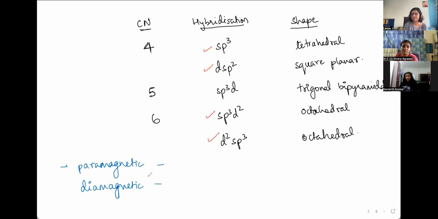Paramagnetic was the one which shows the magnetic property and diamagnetic does not show it. Correct. Now, what is the criteria? From the electronic configuration, you can figure out whether something is going to be paramagnetic or diamagnetic. You guys remember that? It's related to electronic configuration.